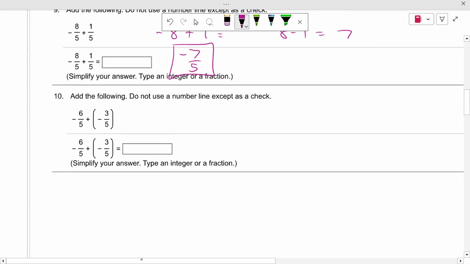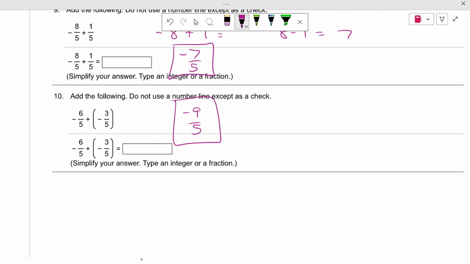And these you add and keep. Negative 6 plus negative 3 is negative 9/5. Can you handle it? Good. So that's what we're doing today.